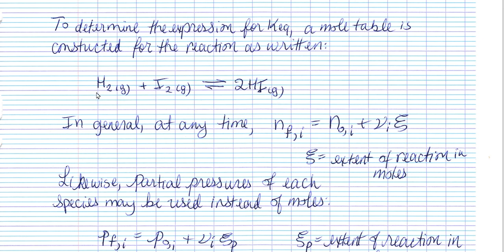So for H2, nu sub I is -1. For I2, nu sub I is -1. And for HI, again, nu sub I is +2. This Greek letter here, it looks like a fancy E. It's a zeta. It's extent of reaction in moles.